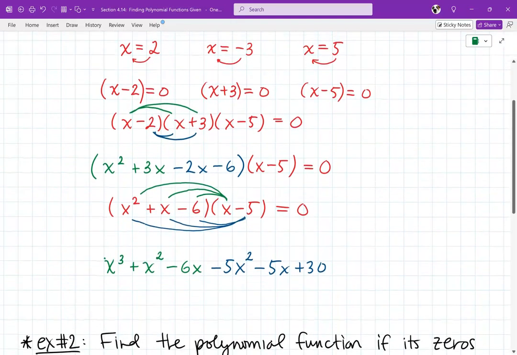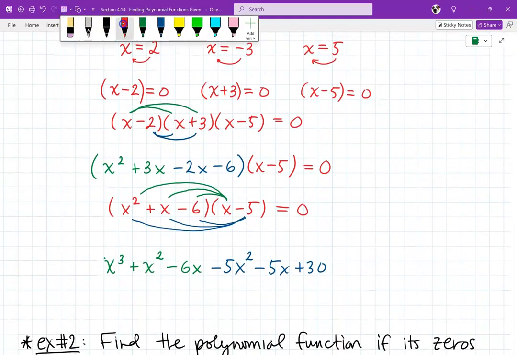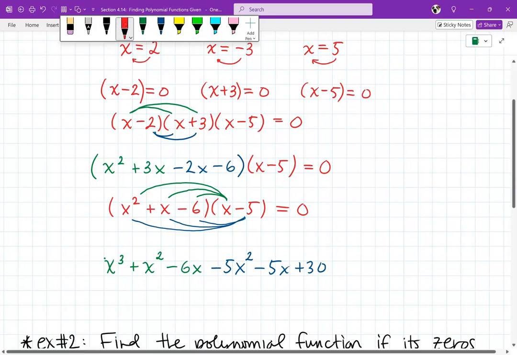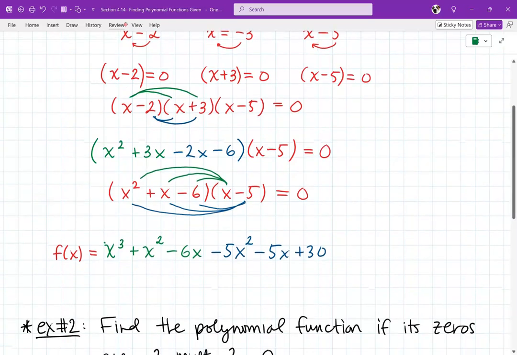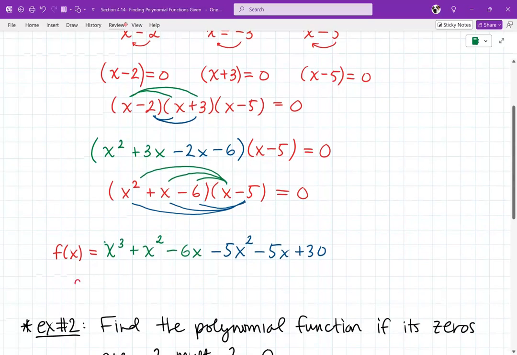This is my function. I just got to write it out properly, okay? F of x equals that. Let me just fix everything and I'm done. Let me combine my like terms. So does x cubed have a like term besides just the x cubed? No, there's no other x cubed.